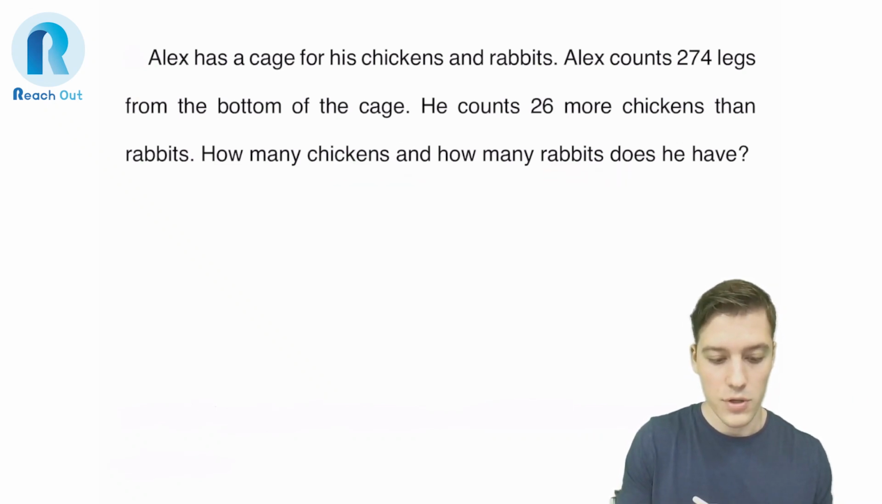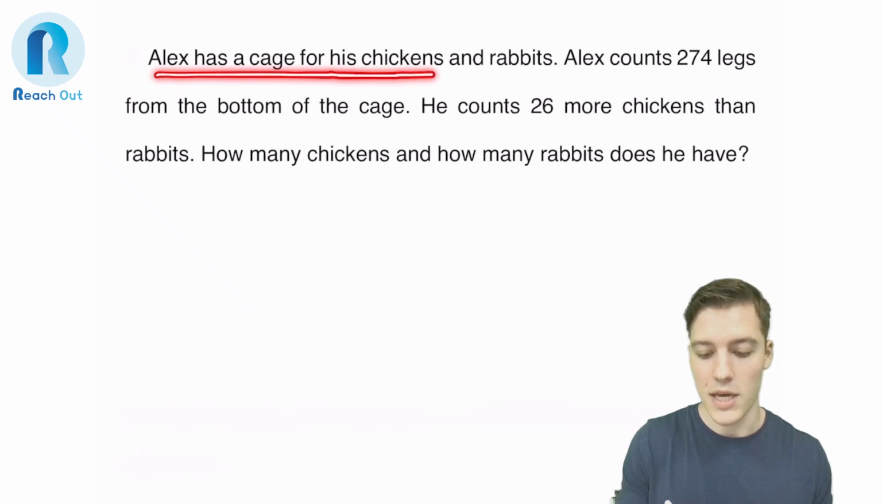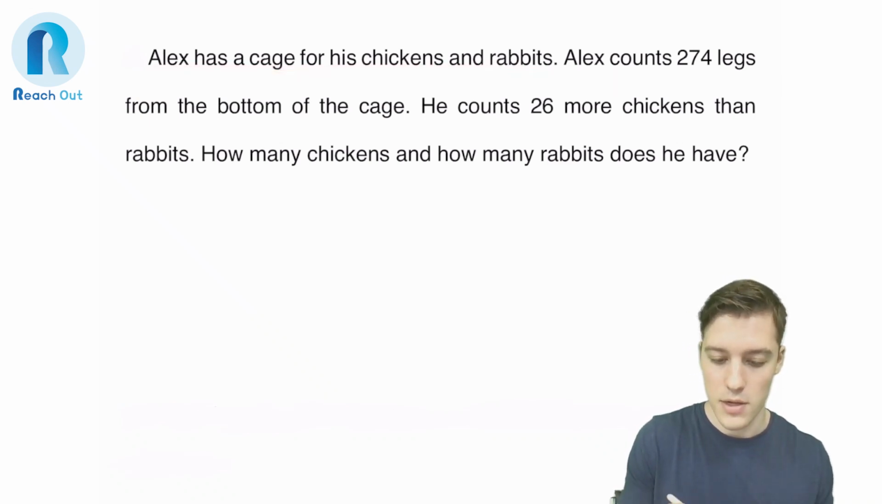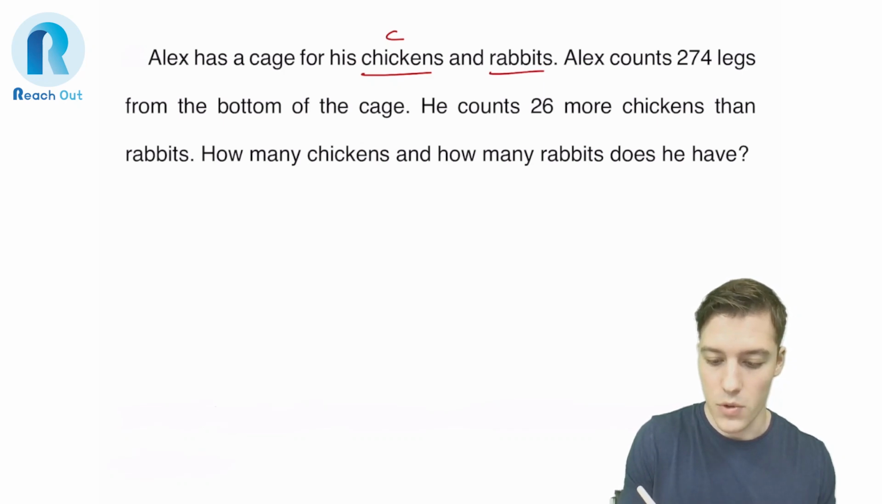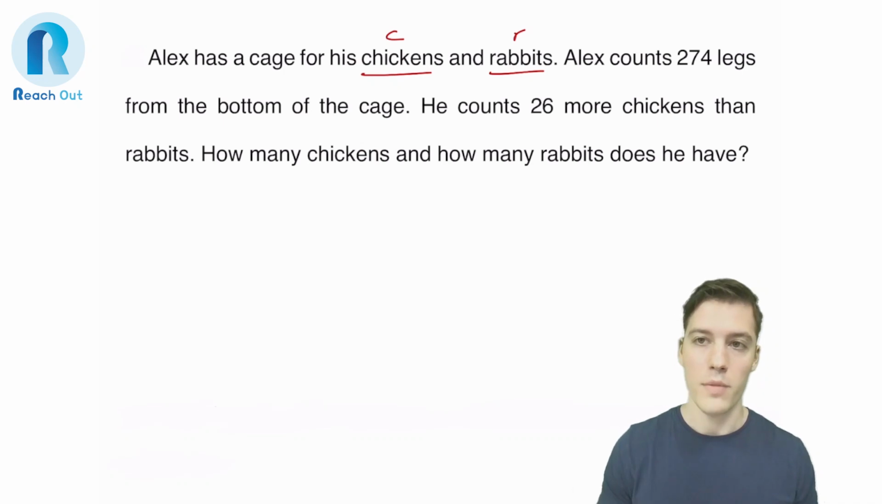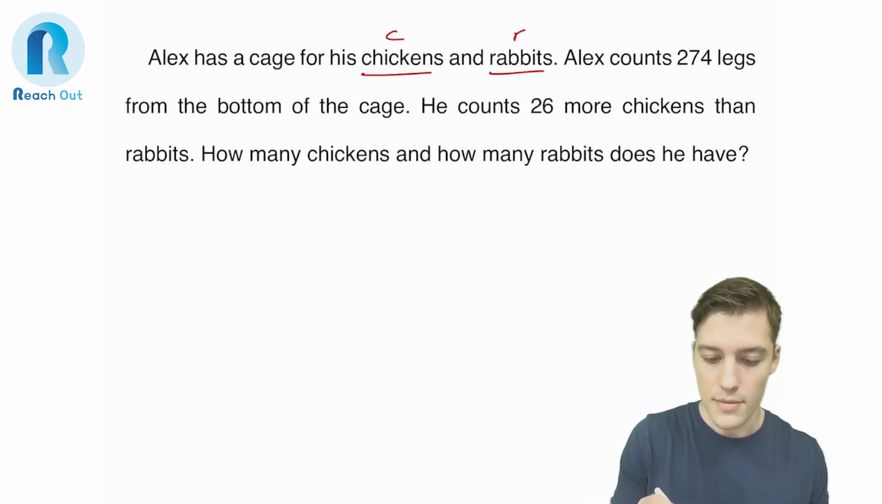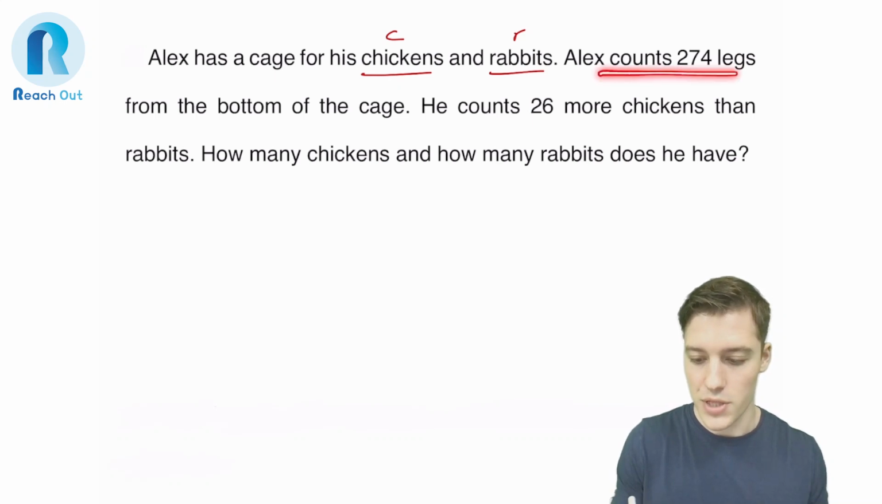So if my first sentence reads that Alex has a cage full of chickens and rabbits, well, I could assign some variables to these words then. Chickens will become C, rabbits will become R, so that when I write my mathematical statement, I don't have to write chicken or rabbit.